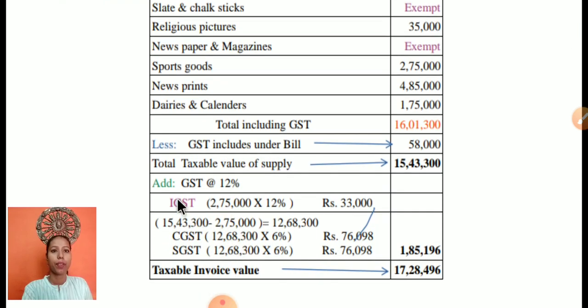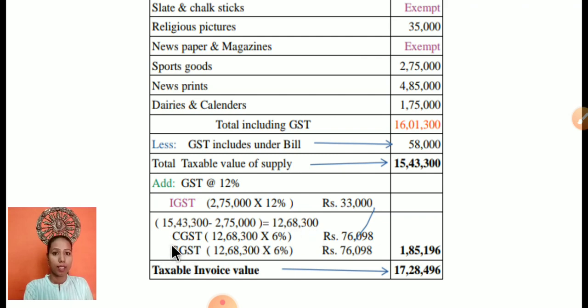Now separately you have to add GST. GST on transaction of interstate, GST on transaction of intrastate. Out of the 15,43,300, 2,75,000 is supplied to Kerala. No need to divide into CGST and IGST. You have to directly take it at 12%, that is 33,000. For within the state of Karnataka, deduct 2,75,000 from 15,43,300 and you will get 12,68,300.